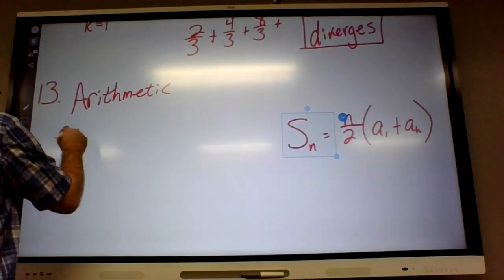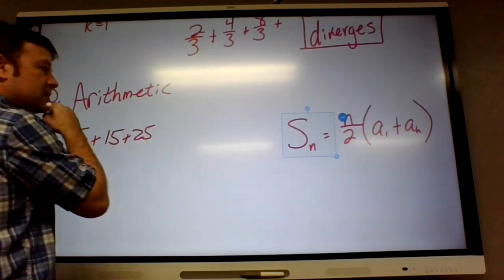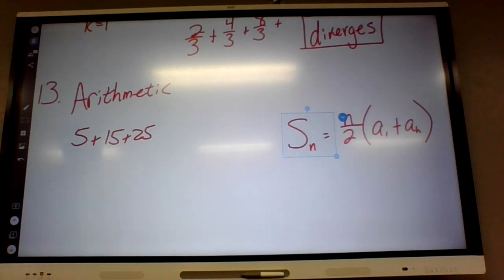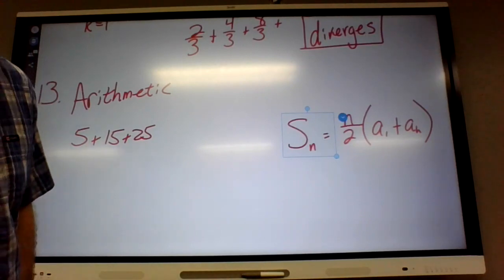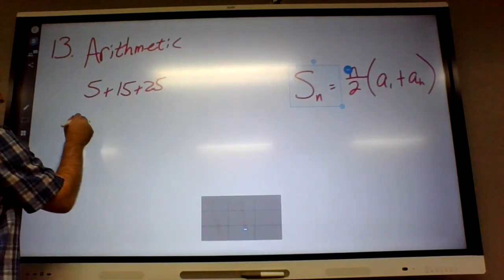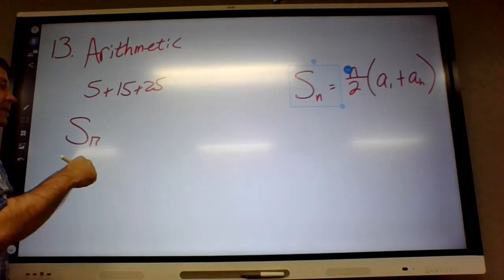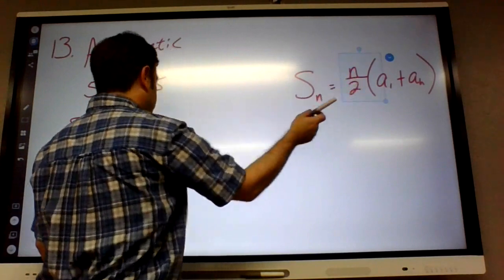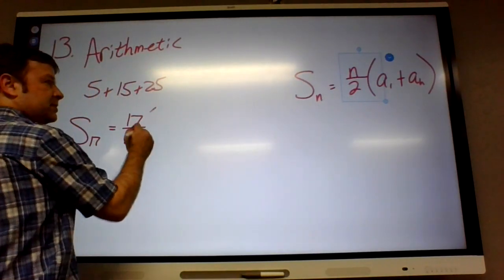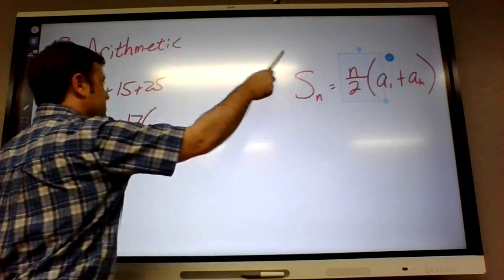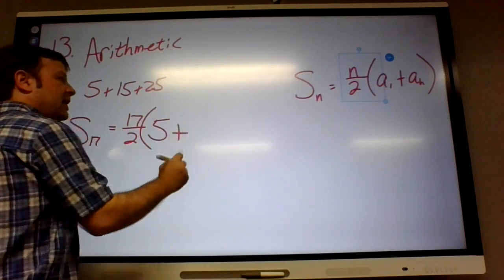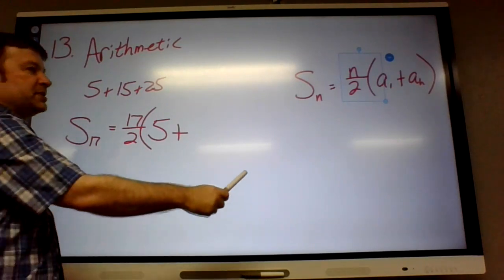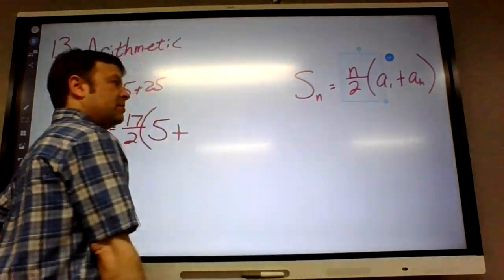So 5 plus 15 plus 25. How far are we supposed to go? Infinity? No, we're not doing infinite anymore. We're doing 17 terms. If I add the first 17 terms, n is 17, so we would do 17 divided by 2 times a sub 1, the first term, which is 5. How do I figure out what the 17th term is?